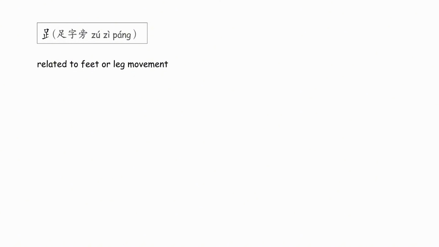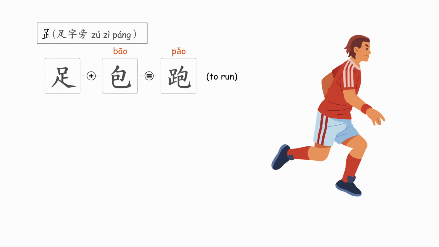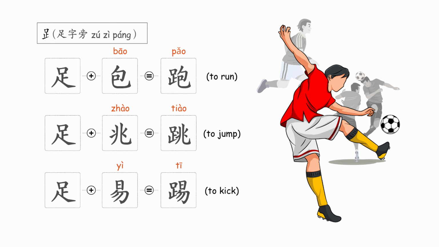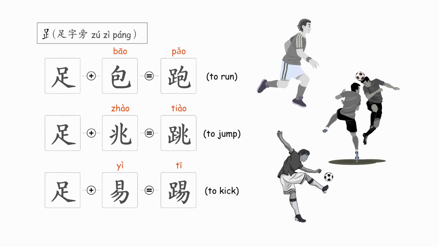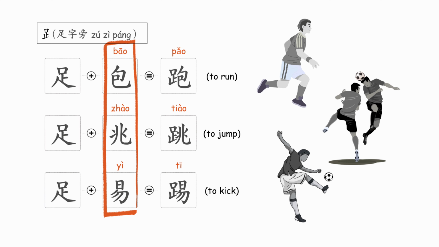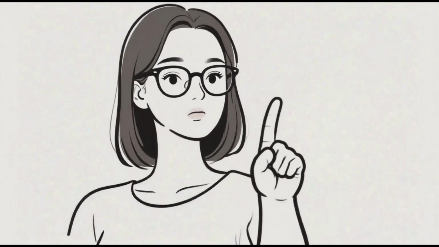Characters with this radical are usually related to feet or leg movements. For example, 跑, to run. 跳, to jump. 踢, to kick. These are all phono-semantic compound characters. The left side, 足, hints at the meaning, something related to feet or leg movements, while the right side hints at the pronunciation.